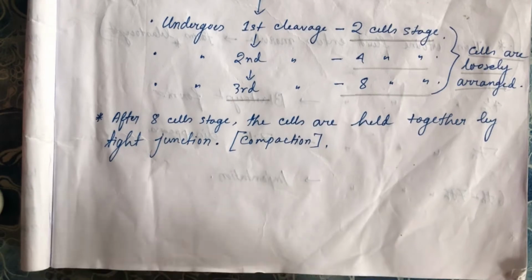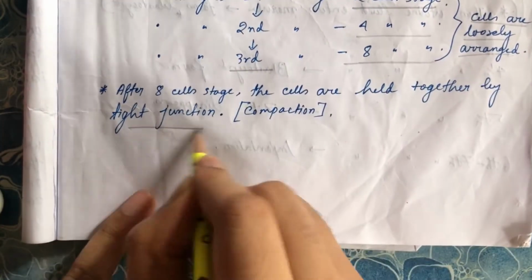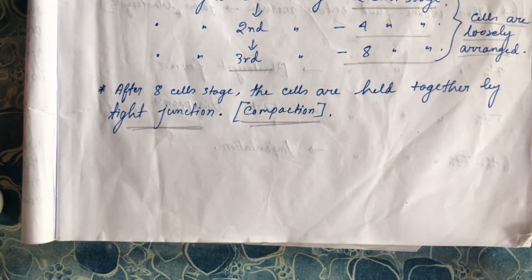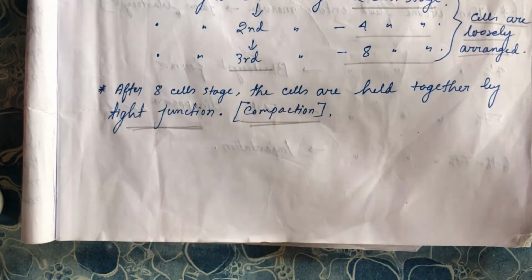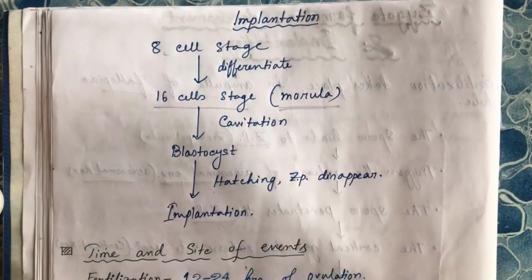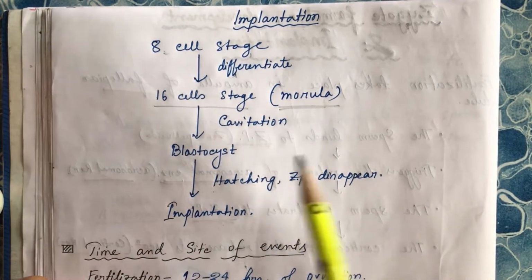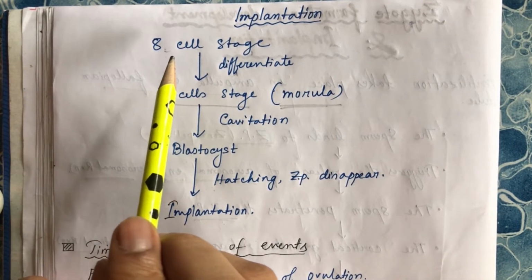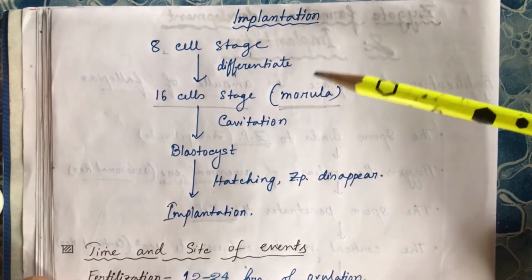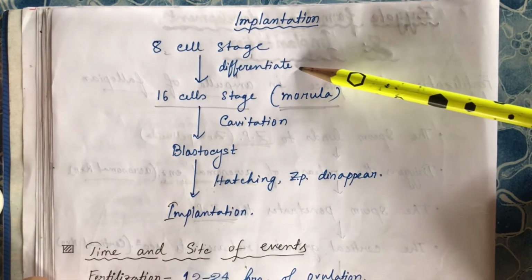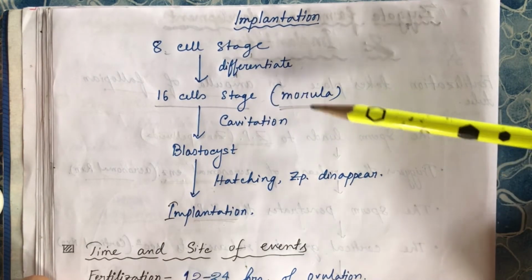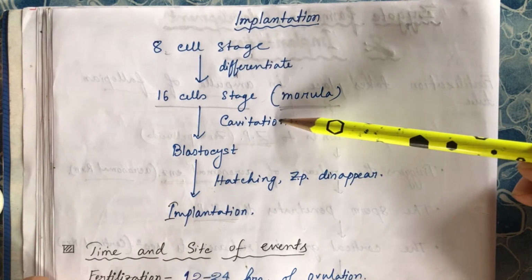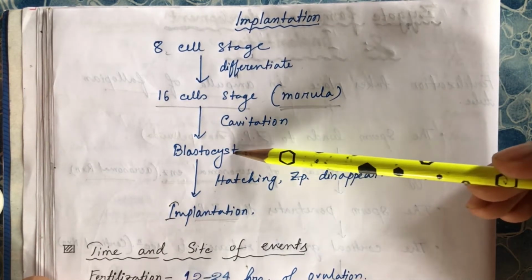After the 8 cell stage, the cells are held together by tight junctions, which is compaction. With compaction, a fluid filled cavity will form inside the morula. Here you can see the flow chart of implantation. After the third cleavage of the zygote, there is the 8 cell stage. These 8 cells will differentiate and form the 16 cell stage, which is called the morula. And this morula undergoes cavitation and forms the blastocyst.